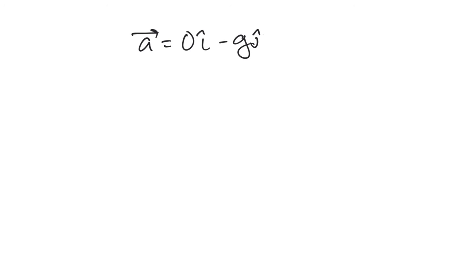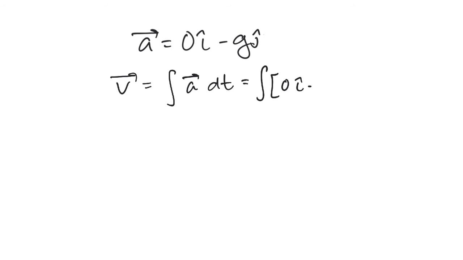Now that we've got the acceleration vector down, we can find the velocity vector. To find velocity, we are going to integrate our acceleration vector with respect to time. If you remember, whenever we integrate, we're just integrating each piece of that vector. So we're going to integrate the whole thing, 0 i minus g j, with respect to time. Just like regular integration, we integrate each piece separately because they are added together. That's the rule for integration.